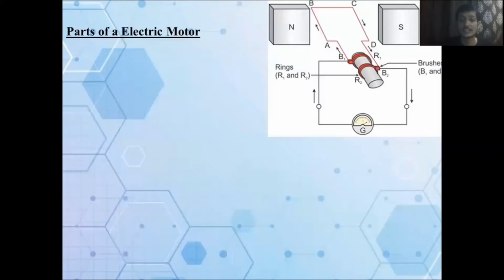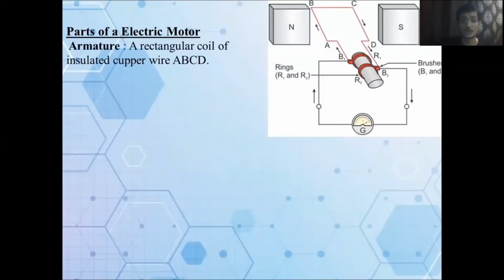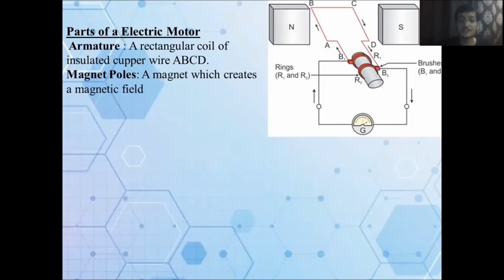First of all, we need a conductor. So here is the armature coil ABCD. This acts as a conductor over here. This is a rectangular coil of insulated copper wire. Insulation is done in order to prevent short circuit. Now we need the magnetic field, so we have magnetic poles, one north and one south pole, to set up the magnetic field. Now 2 rings.